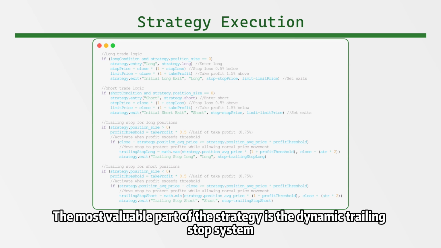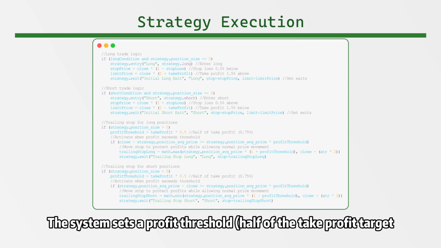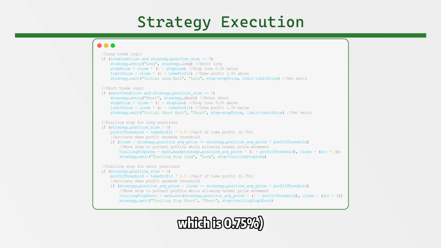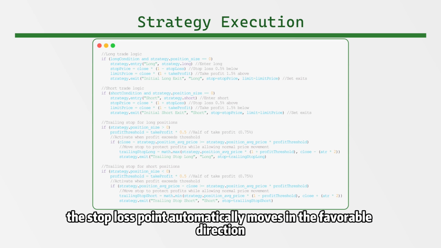The most valuable part of the strategy is the dynamic trailing stop system, key to achieving flexible trading. The system sets a profit threshold half of the take profit target, which is 0.75%. When a position's profit exceeds this threshold, the stop-loss point automatically moves in the favorable direction.